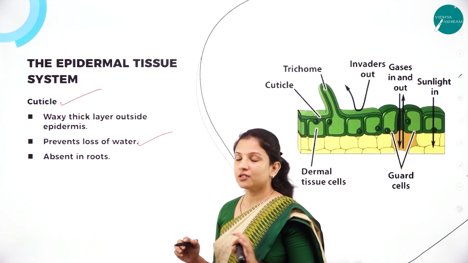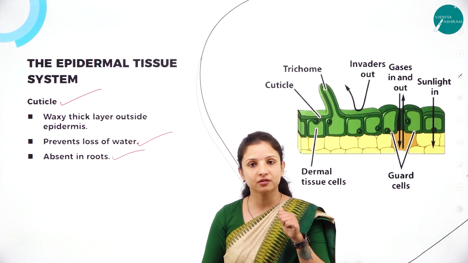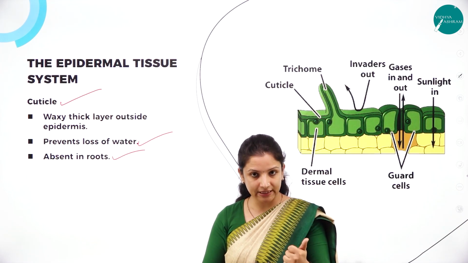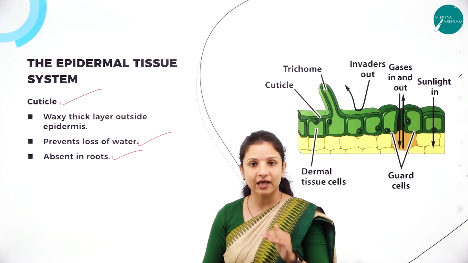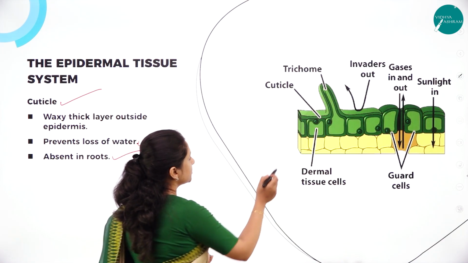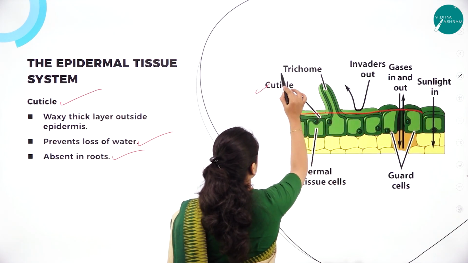But cuticle is not present in the roots. It is absent in the roots. Cuticle is present on the epidermis of the stem. It can be present on the epidermis of the leaves, but cuticle is absent in the roots. So this is about the cuticle. So cuticle forms the outermost covering. So this portion that is there is nothing but the cuticle.